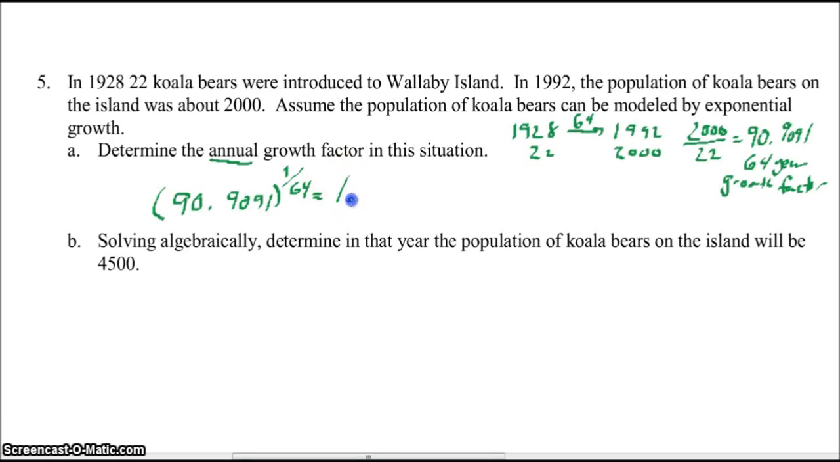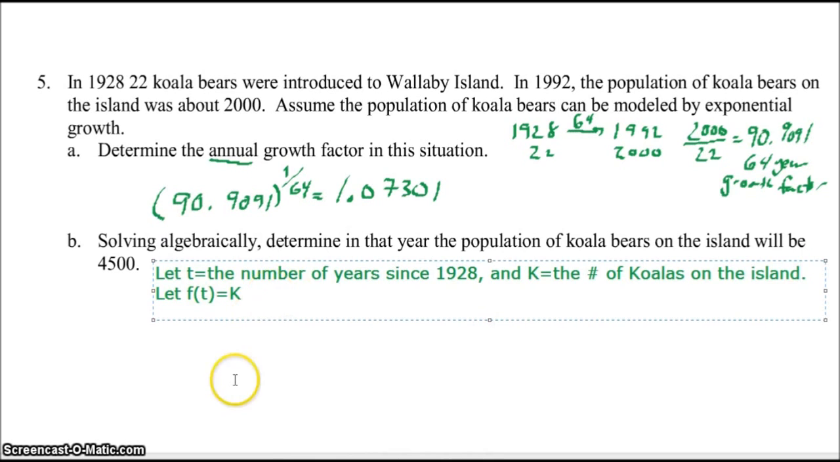And that is 1.07301. There is our annual growth factor. Solving algebraically, determine in that year the population of koala bears on the island will be 4,500. So first, let's see, how could we do this? I think we need an equation.